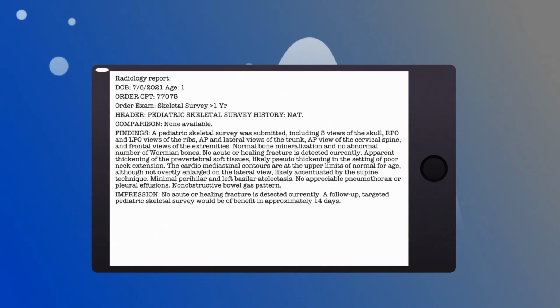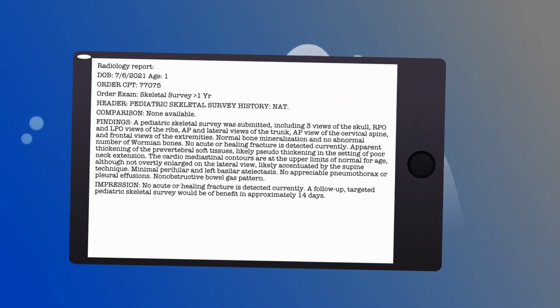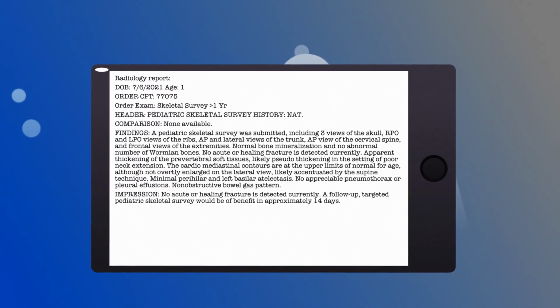Minimal perihilar and left basilar atelectasis. No appreciable pneumothorax or pleural effusions. Non-obstructive bowel gas pattern. Impression: no acute or healing fracture is detected currently. A follow-up, targeted pediatric skeletal survey would be of benefit in approximately 14 days.